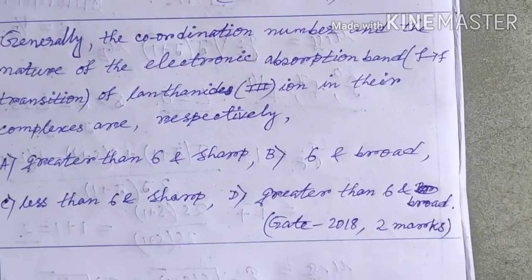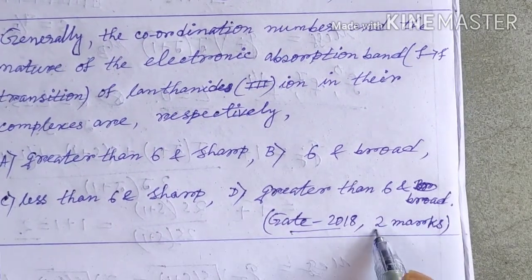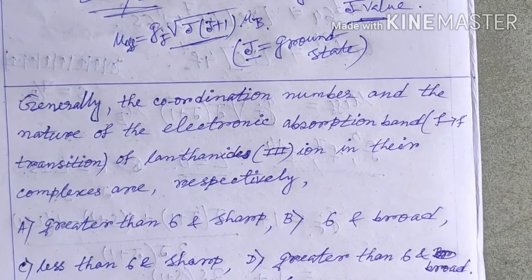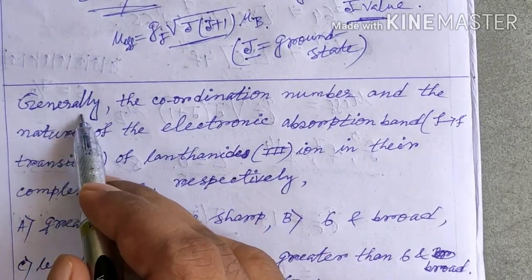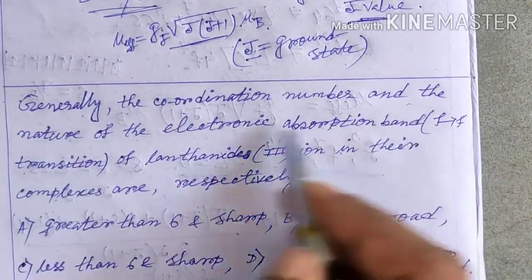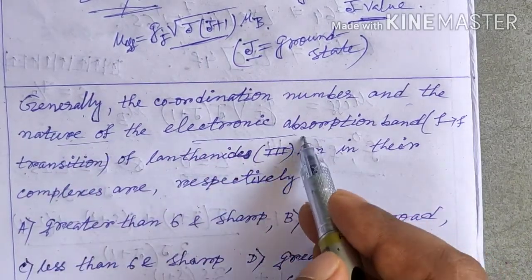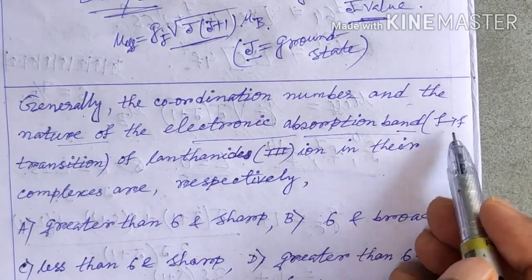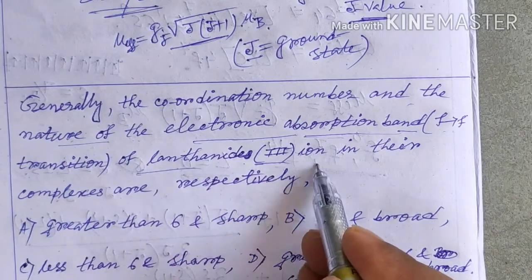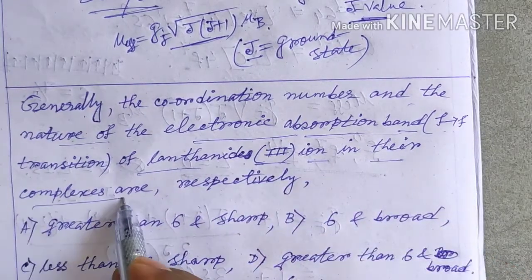The next question came in GATE 2018 for 2 marks. It is also a very easy question. It is given as: generally, the coordination number and the nature of the electronic absorption band, f-f transition, of lanthanide 3+ ion in their complexes are.